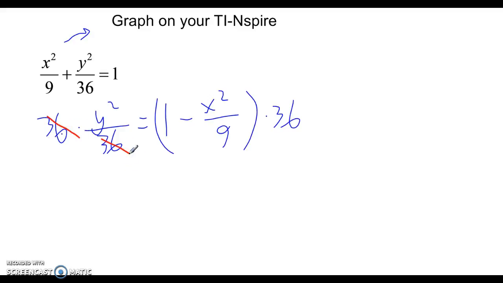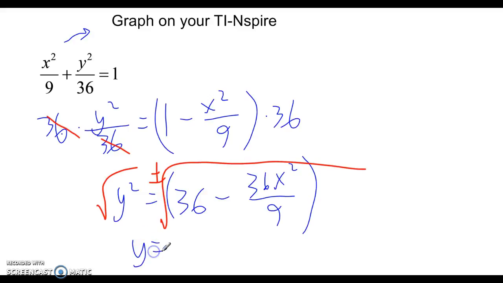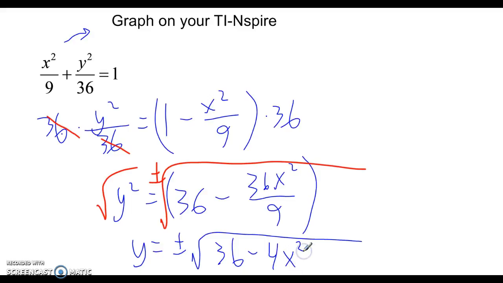And that cancels, and you get y squared equals, I guess I can multiply that, 36 minus 36x squared over 9. And then you take the square root of both sides. Don't forget, plus or minus. I know that's a mess over there. Y equals plus or minus the square root of 36 minus 36 over 9 x squared. I'm not that interested in simplifying here. You're certainly welcome to, but you don't have to. But 36 over 9 is 4, so I just simplified it.